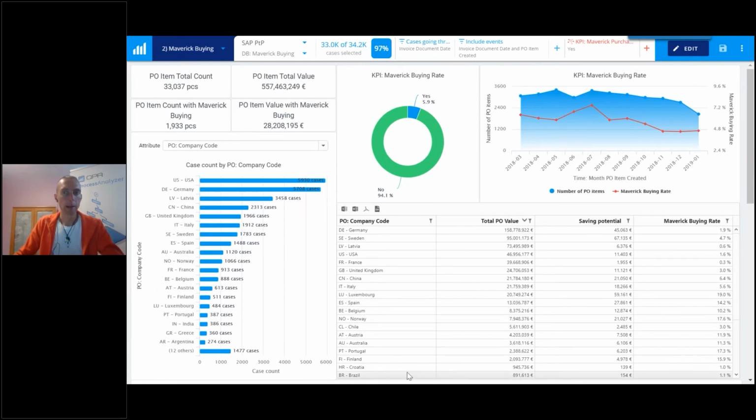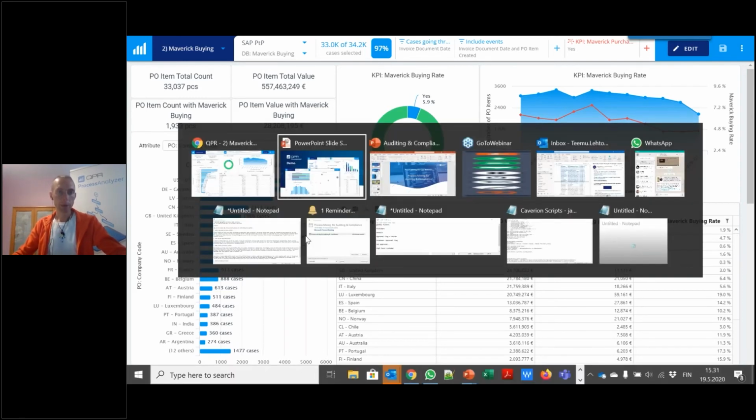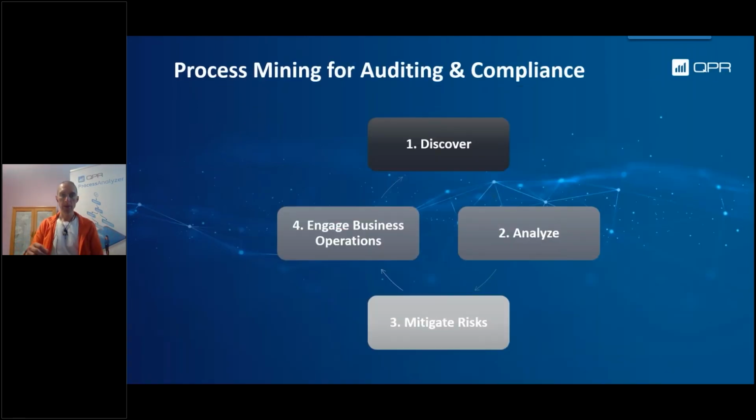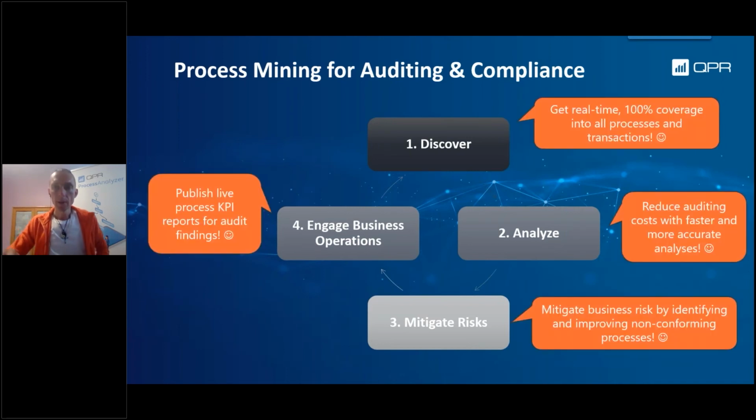And this you can then give to the business also as a monitoring tool. Okay, time is running, so let's check the summary. In our process manual for auditing and compliance, what you get as a user is real-time 100% coverage into all of the processes and transactions. This is what you get with process mining and process analyzer.